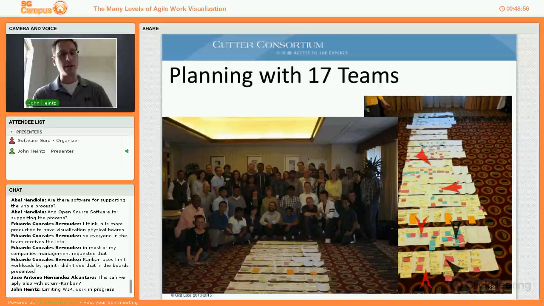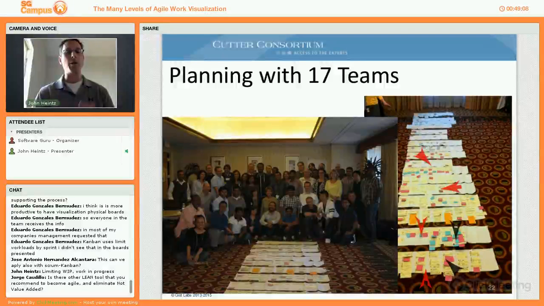But I'm a huge fan of having physical boards. And you can see in this presentation the number of Post-it notes and physical boards that are present. That's on purpose. The exposure of using physical cards and moving them provides very important feedback.